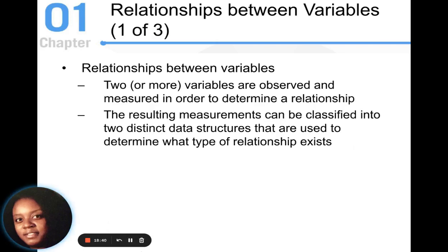When we look at relationships between variables, we can have 2 or more variables that are observed and measured in order to determine a relationship. The resulting measurement can be classified into 2 distinct data structures that are usually used to determine what type of relationship exists. Is it a causal relationship or not?